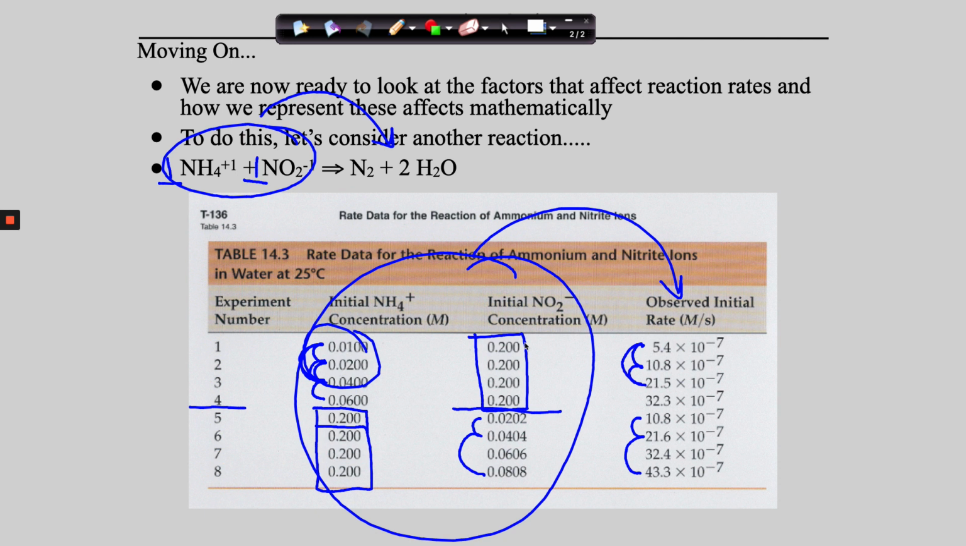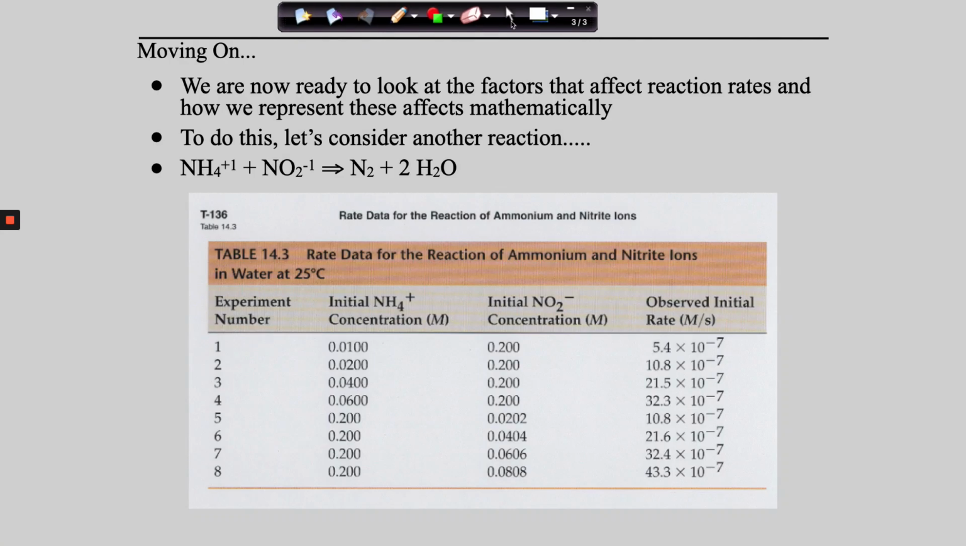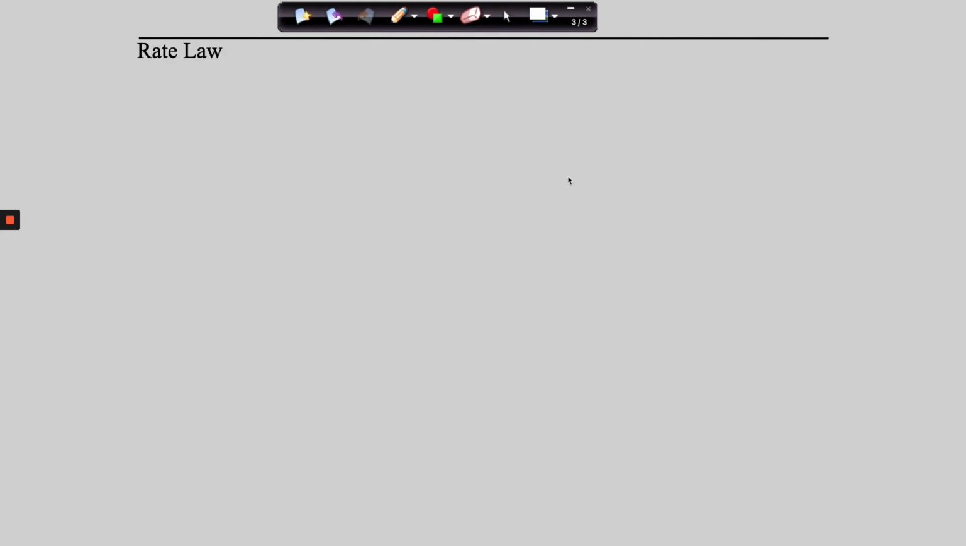So guys, with that said, let's move forward and so we've been through a big process. Guys, you just learned without even knowing it to figure out what are called reaction orders. And then what you're going to find out is that reaction orders lead to rate laws.